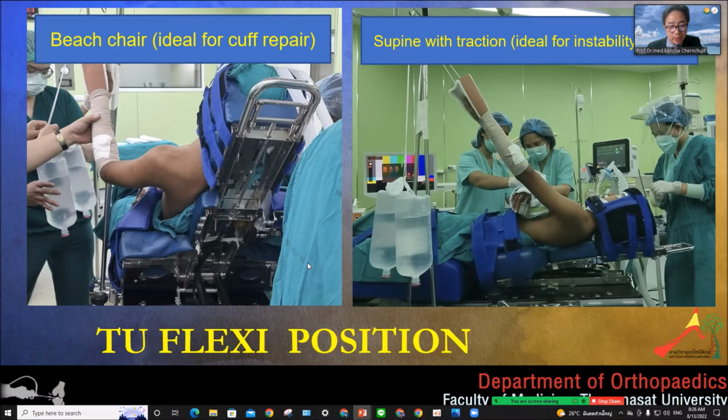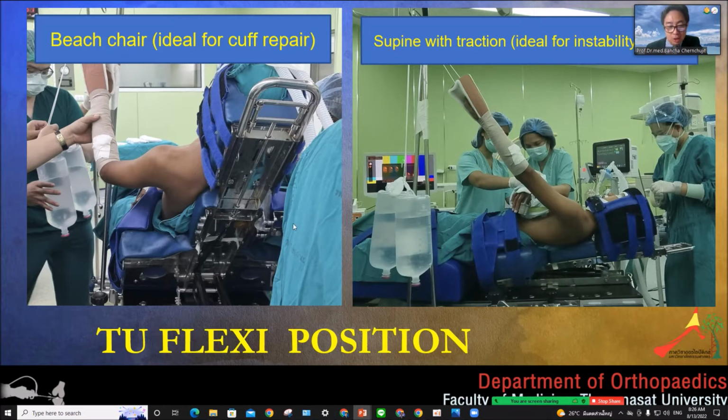In some situations, if the patient has an AC joint or rotator cuff problem, I prefer to do the beach chair position. For instability, I need to do the traction position. If you need to do both, I prefer this position we call the TU flexic position.